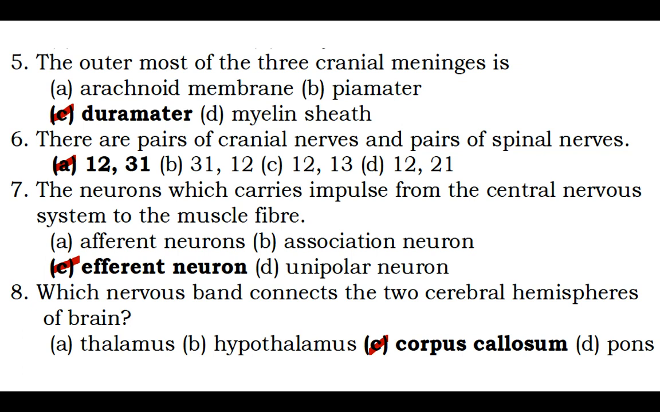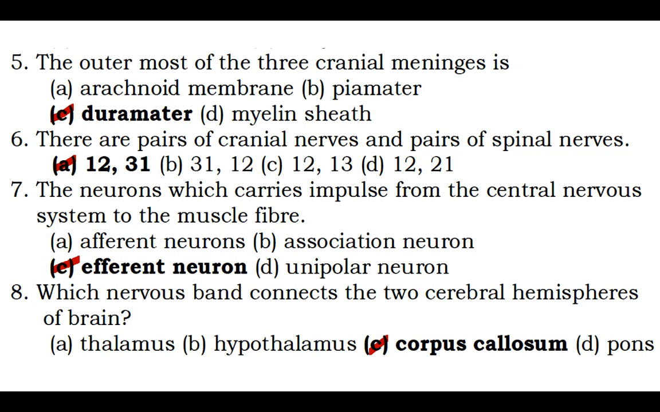Question number 6. There are pairs of cranial nerves and pairs of spinal nerves. Option A, 12 pairs of cranial nerves and 31 pairs of spinal nerves. Question number 7. The neurons which carry impulse from the central nervous system to the muscle fiber. Option C, efferent neuron.